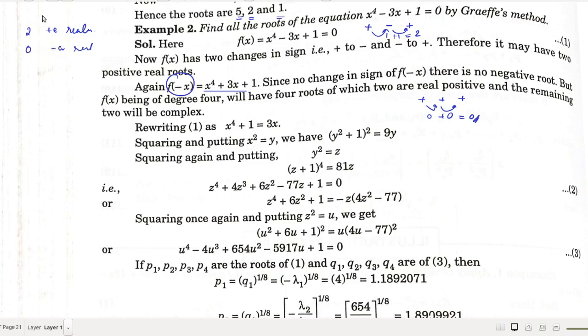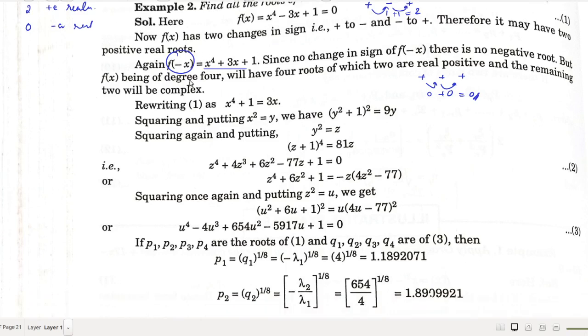This is an equation of degree 4. Therefore 2 of them are real roots, in fact positive roots, and the other two will be complex roots. Okay, so when you apply Graeffe's method to this equation, all the roots can be identified.